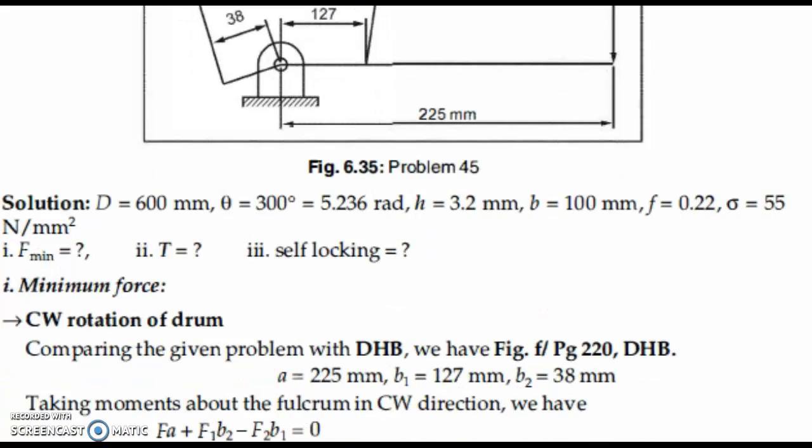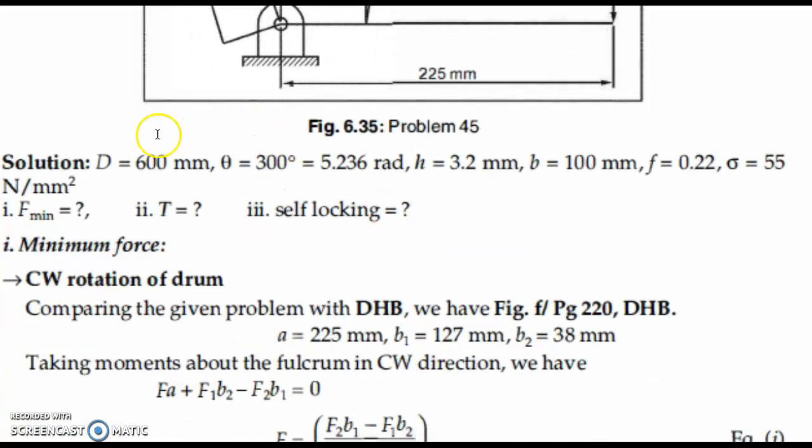What is the given data? Diameter is 600 mm, theta is equal to 300 degrees. Convert it into radians, 5.236 radian. Thickness is 3.2 mm. Then breadth is 100 mm. Coefficient of friction mu is equal to 0.22. The stress sigma is given as 55 Newton per millimeter square. We have to find the minimum force.